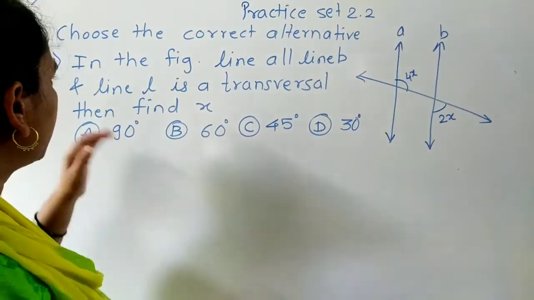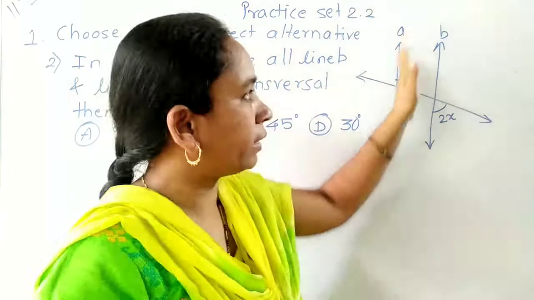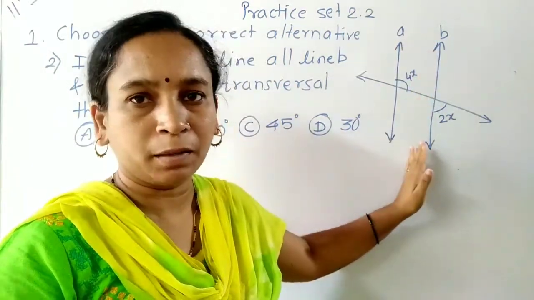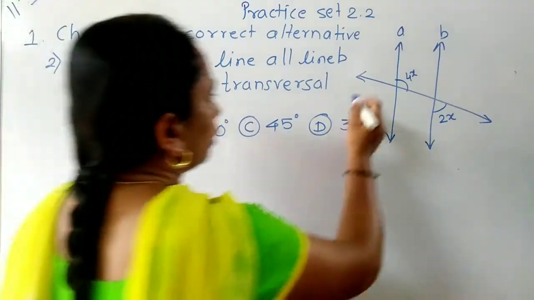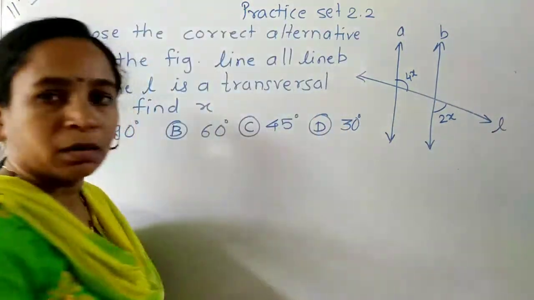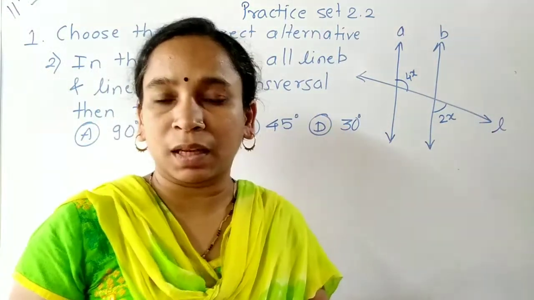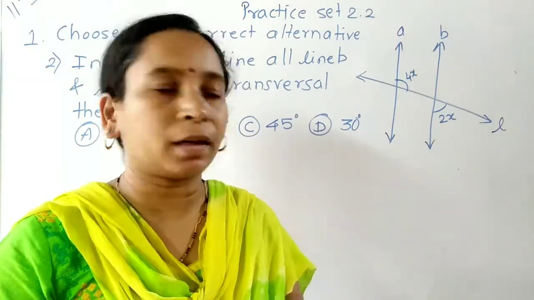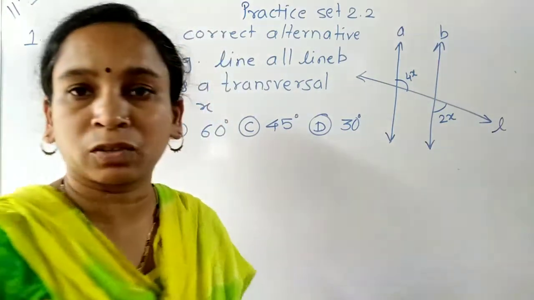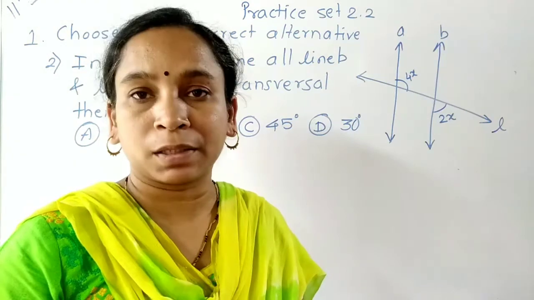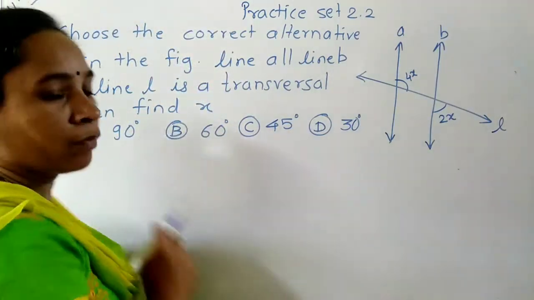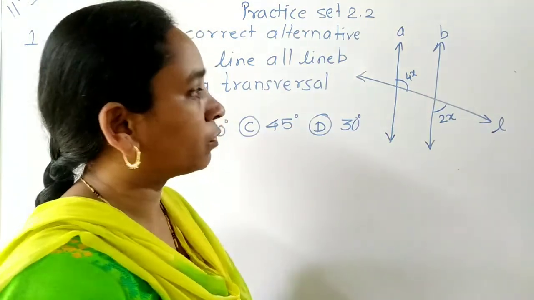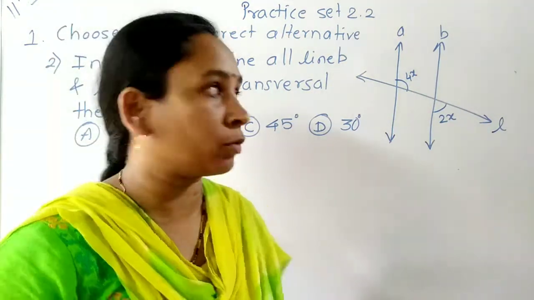In this second example, again they said that line A is parallel to line B, and this line, that means this line L, is a transversal. Again, if two lines are parallel and there is a transversal, we get the pairs of corresponding angles, alternate angles and interior angles. They told you to find the value of x here also. So what is the relation of 4x and 2x? That we have to find out first.